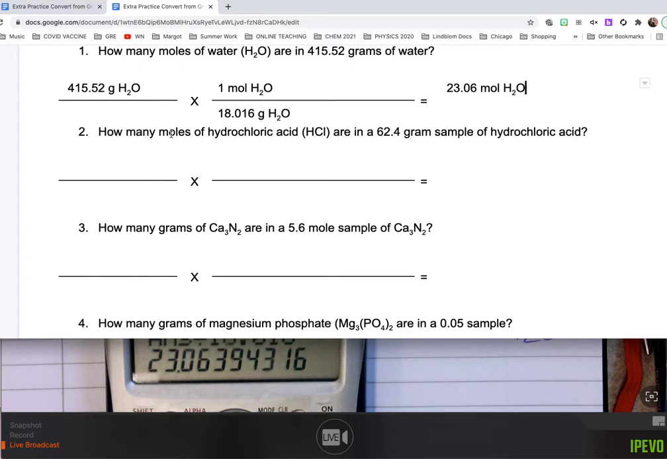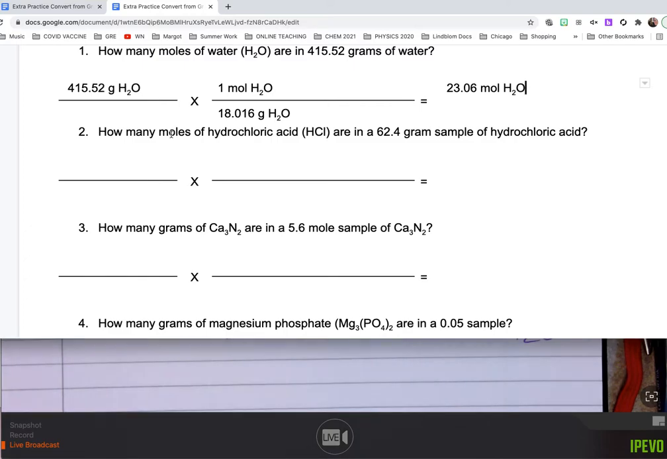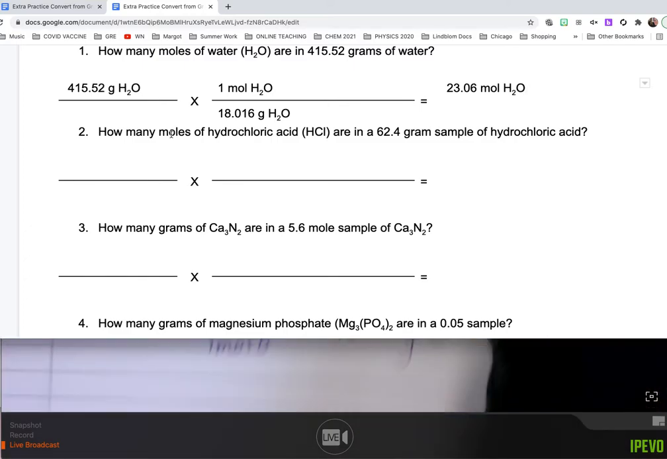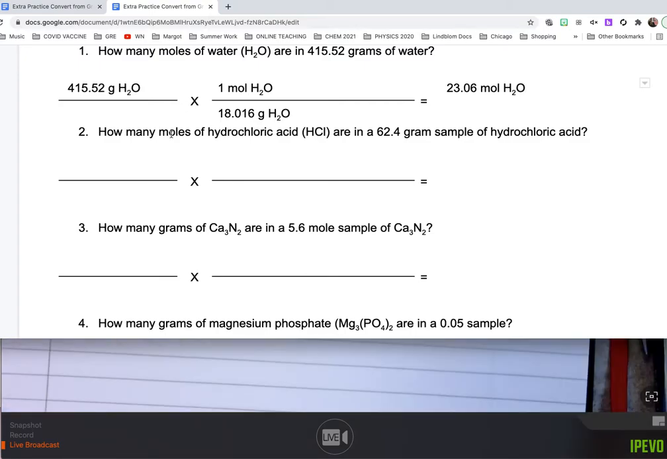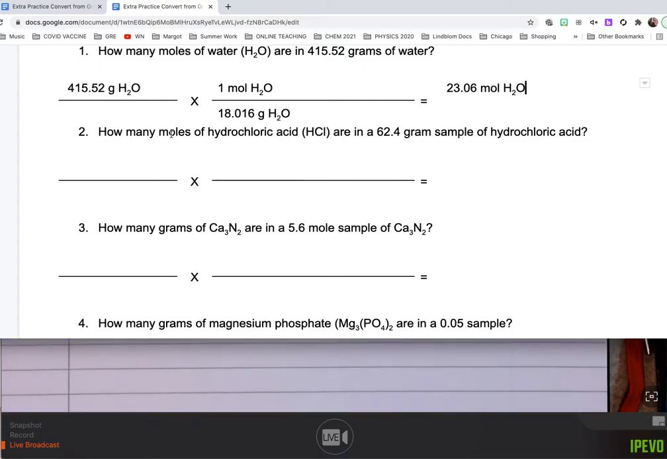For my next one, I am asked how many moles of hydrochloric acid are in a 62.4 gram sample of hydrochloric acid. Again, I type out what I'm given: 62.4 grams of HCl. Since gram of HCl is in the numerator of the first fraction, gram of HCl is going to go in the denominator of that next fraction.